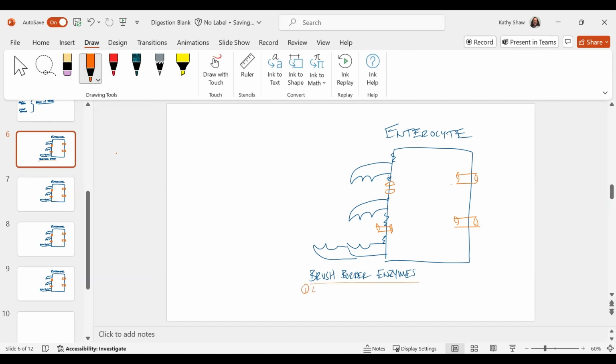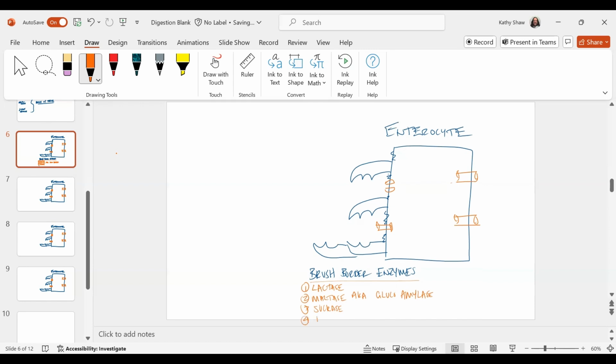So one's a lactase. We'll talk about that for breaking down lactose. We have a maltase, and you guessed it, breaks down our maltose. It's also known as glucoamylase. We have sucrase. We'll talk about it. And we have isomaltase. These two guys hang out together.